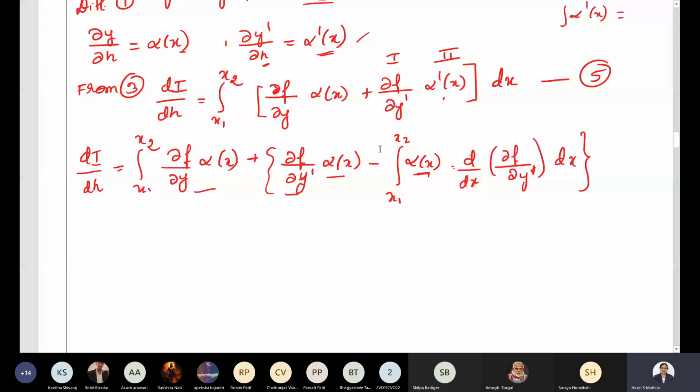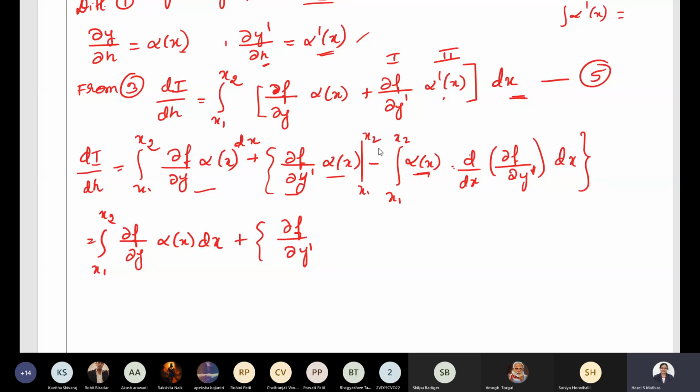Now what shall we do? Now let's simplify this. We have the integral from x1 to x2 of ∂f/∂y times alpha of x dx. Here dx is missing. Then plus, simplify the remaining terms, ∂f/∂y' times alpha'. Now here we have to put the limits x1 and x2. So it will be alpha of x2, the upper limit, minus ∂f/∂y' times the lower limit alpha of x1. This was the first term, for that we needed to put the limits. So we have put the limits.